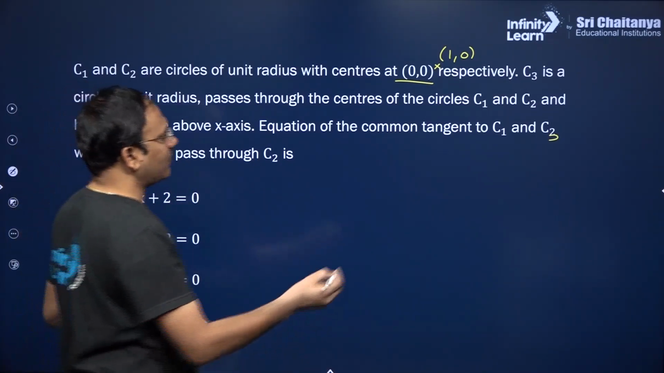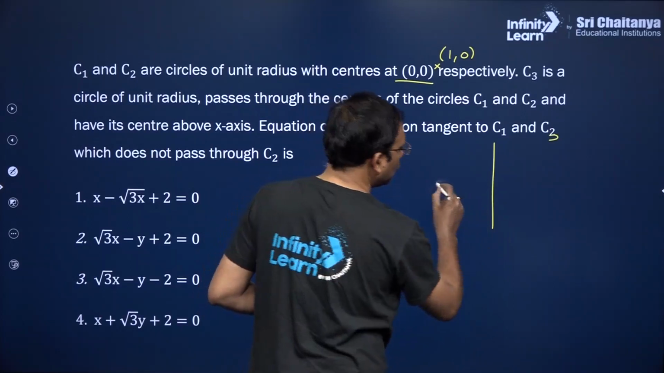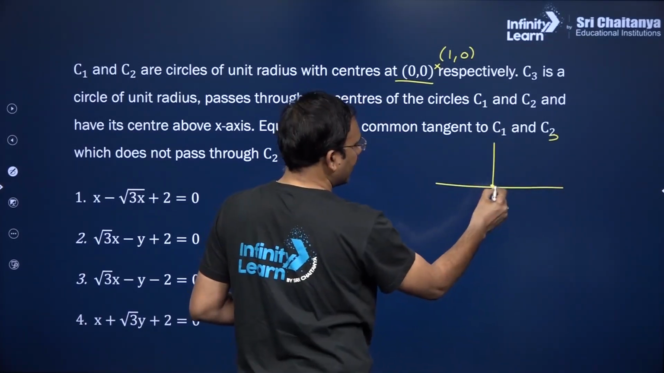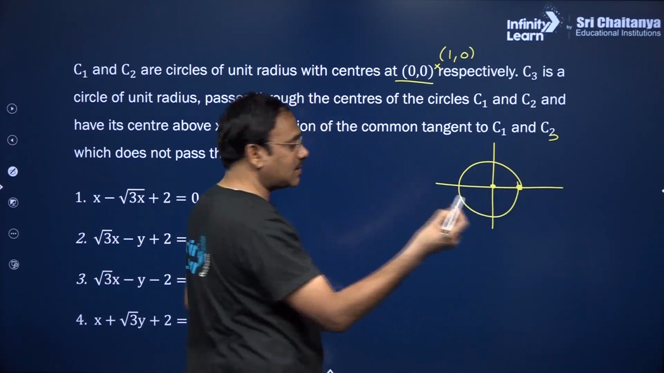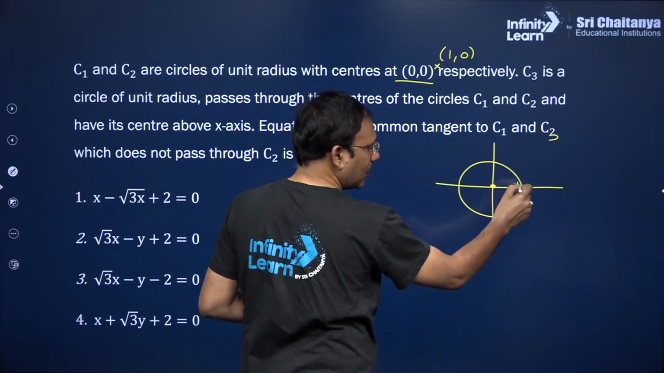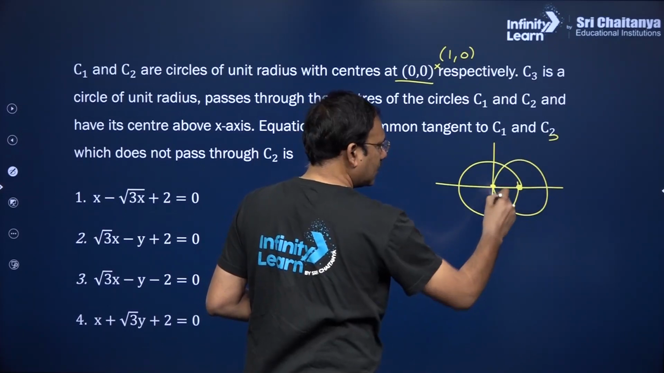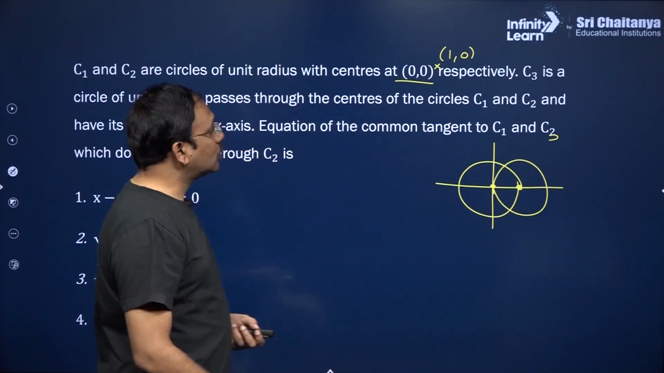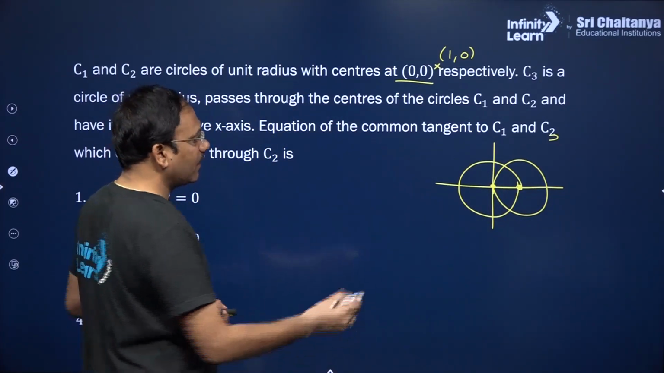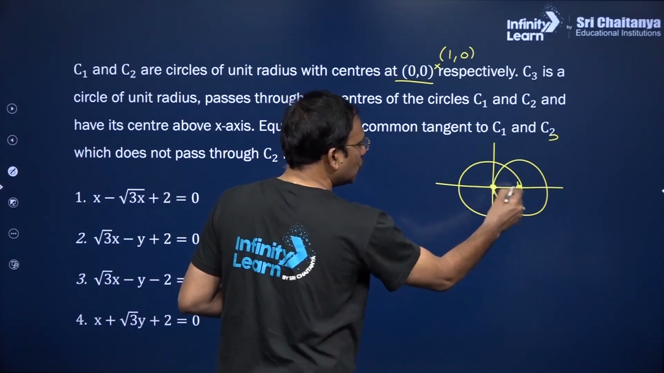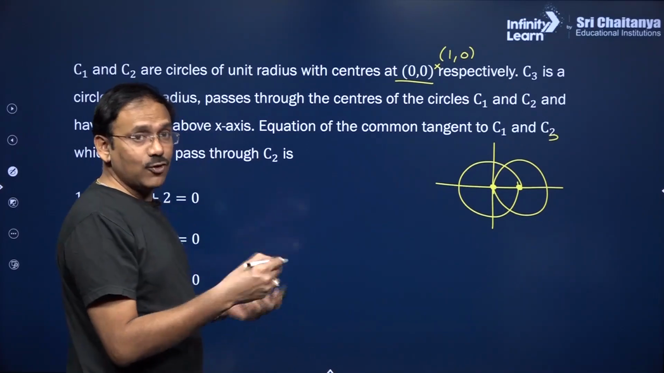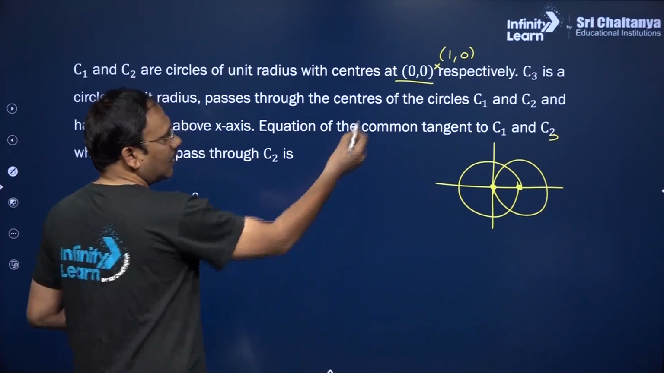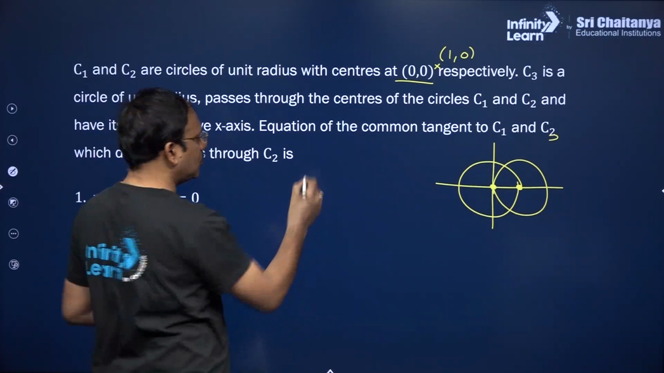First of all, you have two circles. The first circle has center 0, 0 and radius 1, the second has center 1, 0 and radius 1. So C3 is a circle which is going to pass through these 2 points. Can you write a circle of unit radius, he said? I want a circle which is passing through 0, 0.